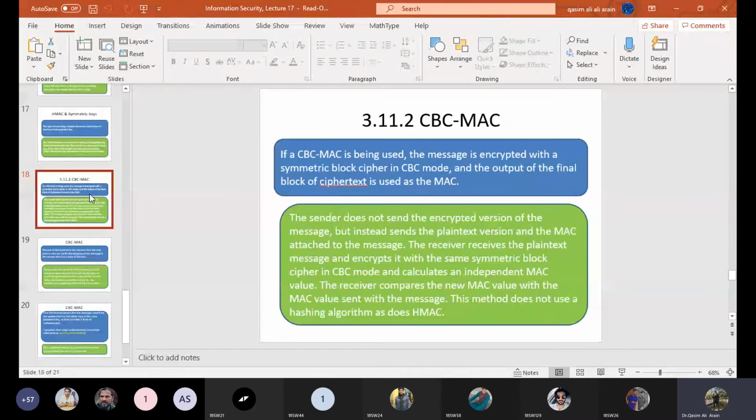In this particular scenario, what happens? The same applies over here. The message is encrypted with a symmetric block cipher in CBC mode. Your original message, which you want to send, is being encrypted with a symmetric block cipher in CBC mode, and the output of the final block of ciphertext is used as a MAC. Okay, so we still use a MAC, but which MAC will be used here? You have the whole block cipher, with input and output processing, and the output of the final block would be counted as the MAC value for that particular scenario.